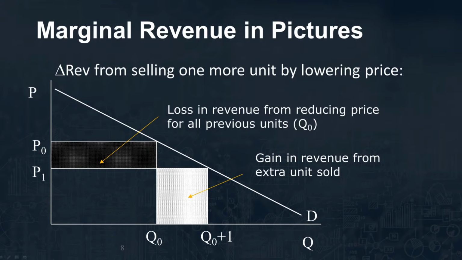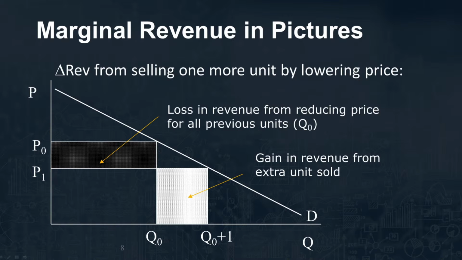So let's graph this out to see what it looks like. Let's consider selling 1 extra unit. So we're going to start at Q0 and we're going to increase units sold to Q0 plus 1. In order to sell that extra unit, we need to decrease price, or else consumers won't be willing to buy that extra unit. So that lighter rectangle on the bottom represents the gain in revenue from selling that extra unit, but we're selling that extra unit at the price P1.